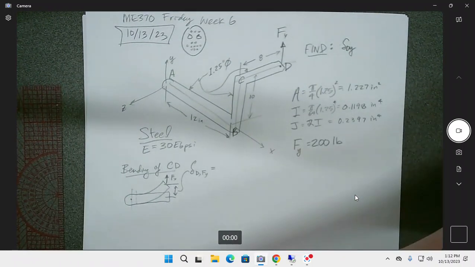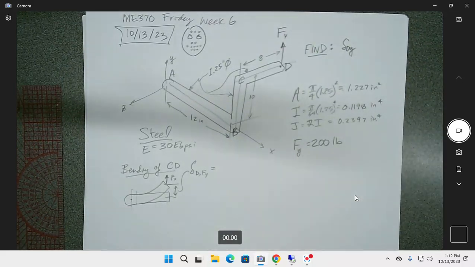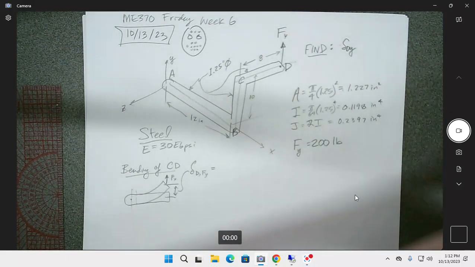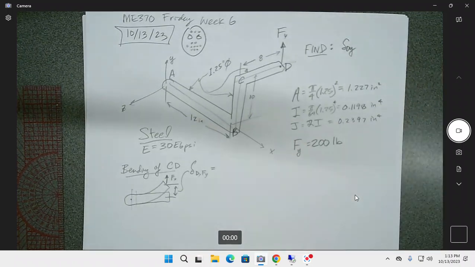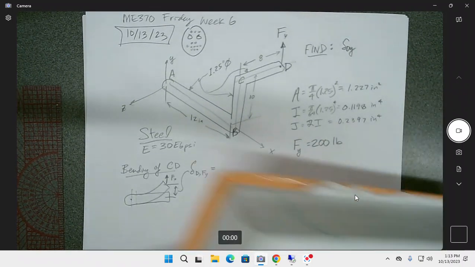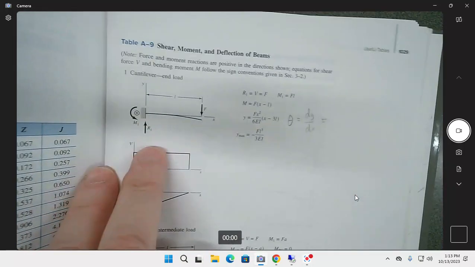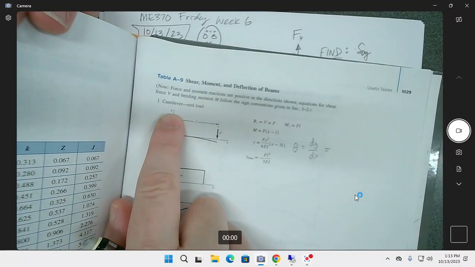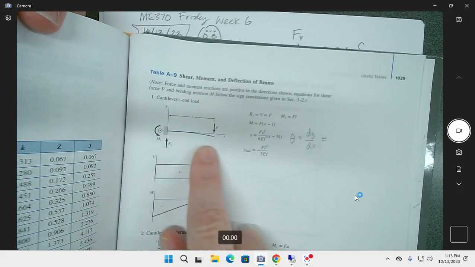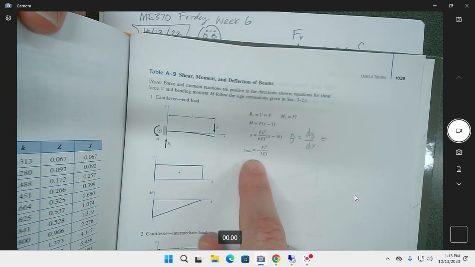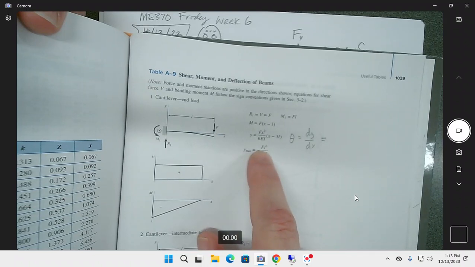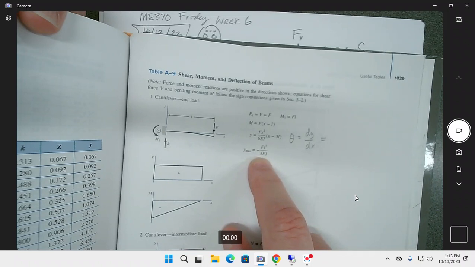So we look up and find what case number this is going to be for bending. For our homework, we're going to be doing pretty much the same one everywhere, and that's going to be case number 1, cantilevered, and the maximum deflection is F L cubed over 3EI.